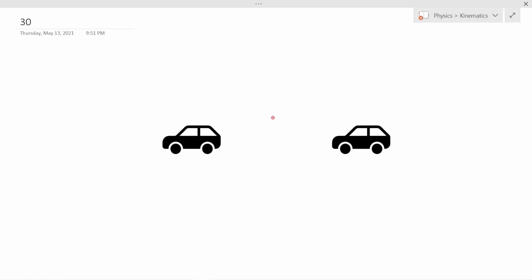Consider these two cars. Let's name them A and B. Suppose car A is moving with a velocity of 60 meter per second towards left, and car B is moving with a velocity of 80 meter per second, again towards left, and these velocities, 80 meter per second and 60 meter per second respectively, are the velocities with respect to ground.